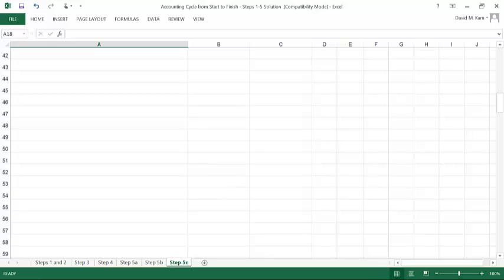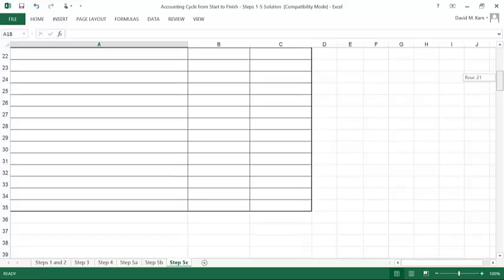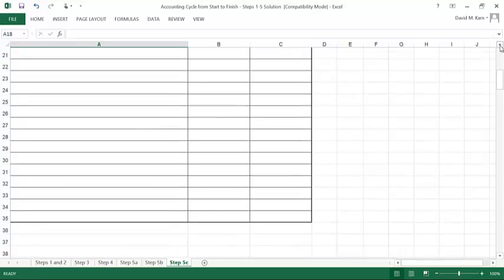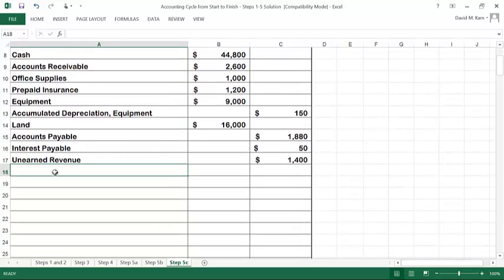Scroll down a little bit here for us. We're a little bit too far there. Okay. Then we have our notes payable, and that was $12,000. Okay, so again we had accounts payable, interest payable, unearned revenue, and notes payable. That would be our liabilities in order from current to long term.